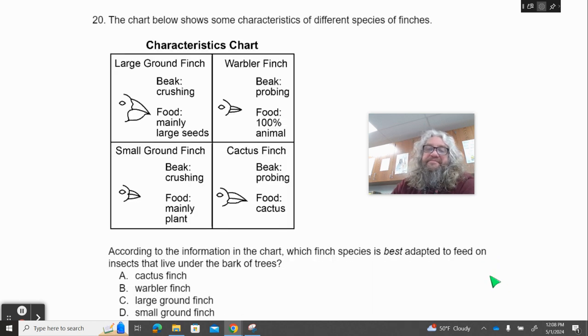Number 20. The chart below shows some characteristics of different species of finches. According to the information in the chart, which finch species is best adapted to feed on insects that live under the bark of trees? Is it A, the cactus finch, B, the warbler finch, C, the large ground finch, D, the small ground finch?